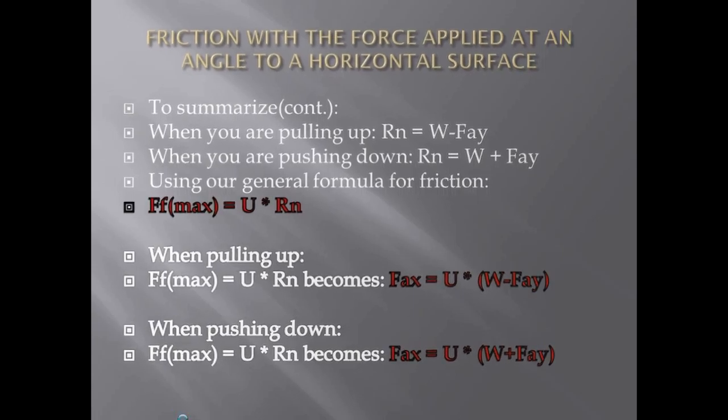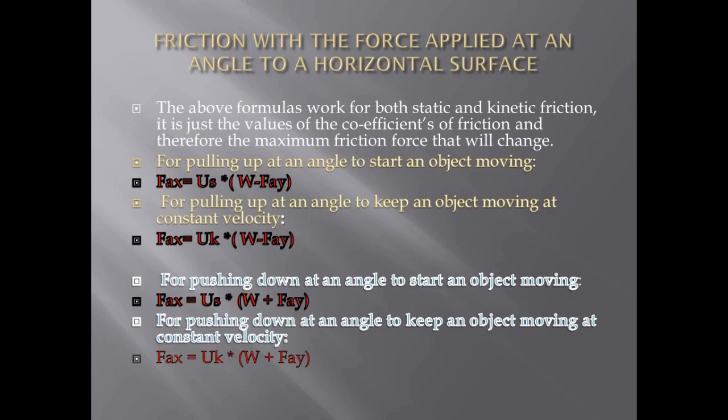The above formulas work for both static and kinetic friction. It is just the values of the coefficients of friction, and therefore the maximum friction force, that will change. So, for pulling up at an angle to start an object moving, FAX equals US times W minus FAY.